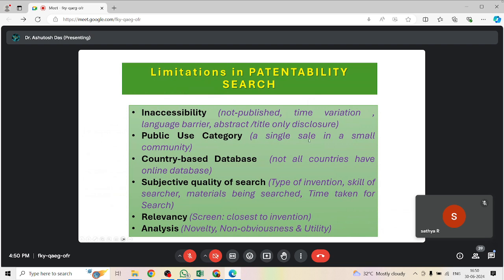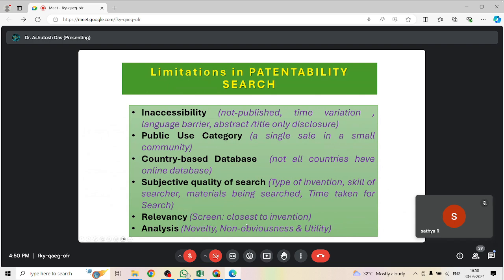But we have to carry out the best, because usually a patent attorney will have their own specialized paid software, with better access to that. But I'm showing only 3 versions of that. Under public use, some are single sales in a small community, which you don't know about. But then this person may claim that this already exists here. In that case, you don't know about the prior art. Not all countries have an online database which you can access. Subjective qualities of a search, such as type of invention, skill of the searcher, materials being searched, and time taken for the search, all play a role. How long can you do that?